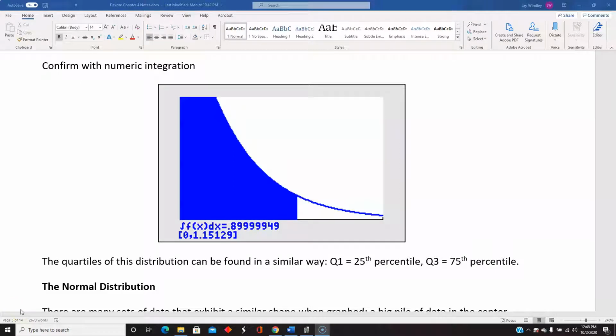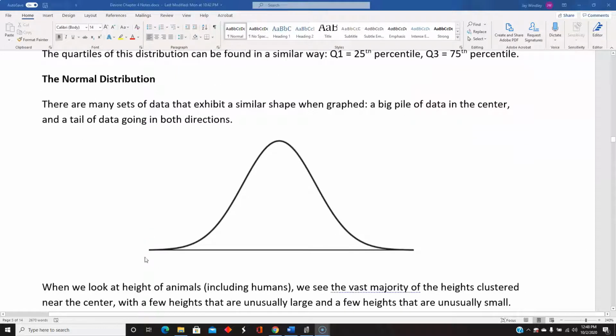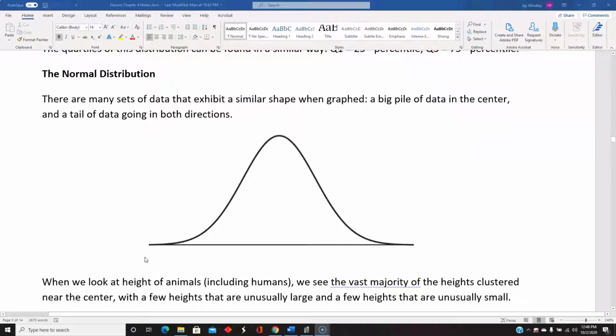So we were discussing continuous random variables, and we spent some time talking about the exponential random variable in particular, and how we can use integration to get the CDF from the PDF. Now we turn our attention to possibly one of the most important distributions in all of statistics, which is the normal distribution.